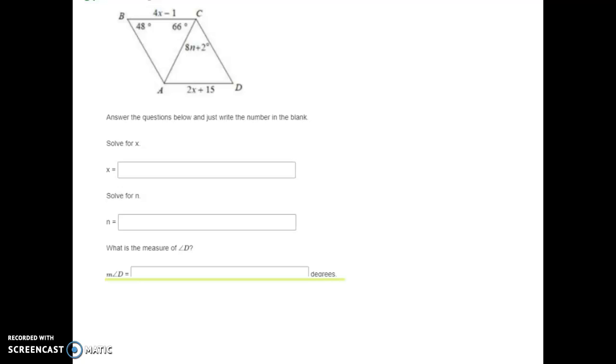All right, they tell us that ABCD given below is a rhombus. All right, so we know it's a rhombus. That makes all the sides the same measure. So that's how you solve for x. So we're going to set 4x minus 1 equal to 2x.